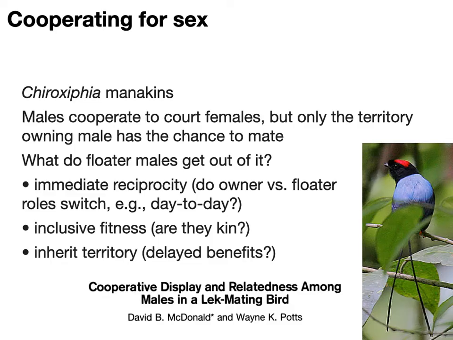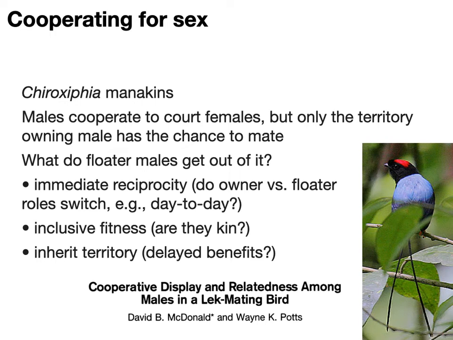All right. So this is a long-tailed manakin again on this slide. So again, the males are cooperating to court the females, but only the territory owner has a chance to mate. So what do the floaters get out of it? Well, researchers have wondered about this for decades now. And in some early studies in the long-tailed manakin, we could think of 3 hypotheses that were initially considered.